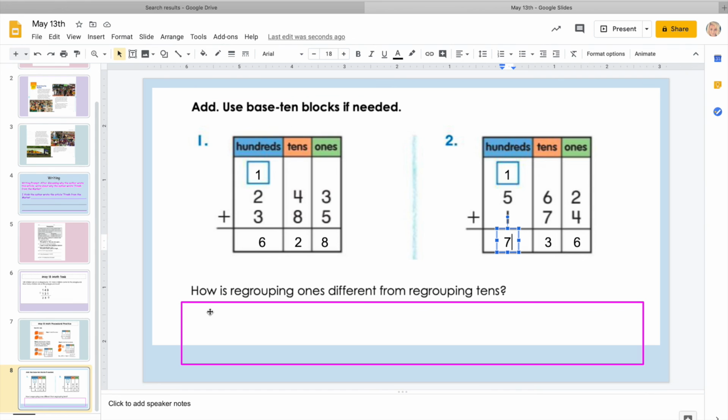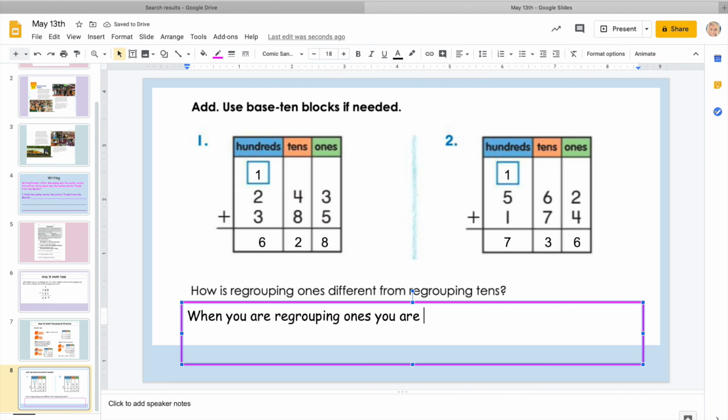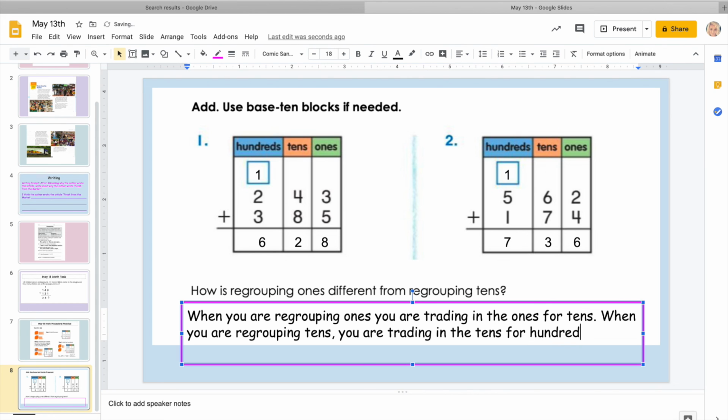Well, the answer to that is when you're regrouping ones, you are basically trading in the ones for tens. So now if you're regrouping tens, you're going to be trading in tens for hundreds. So the difference is when you are regrouping ones, you are trading in the ones for tens. When you are regrouping tens, you are trading in the tens for hundreds. So that is the difference.